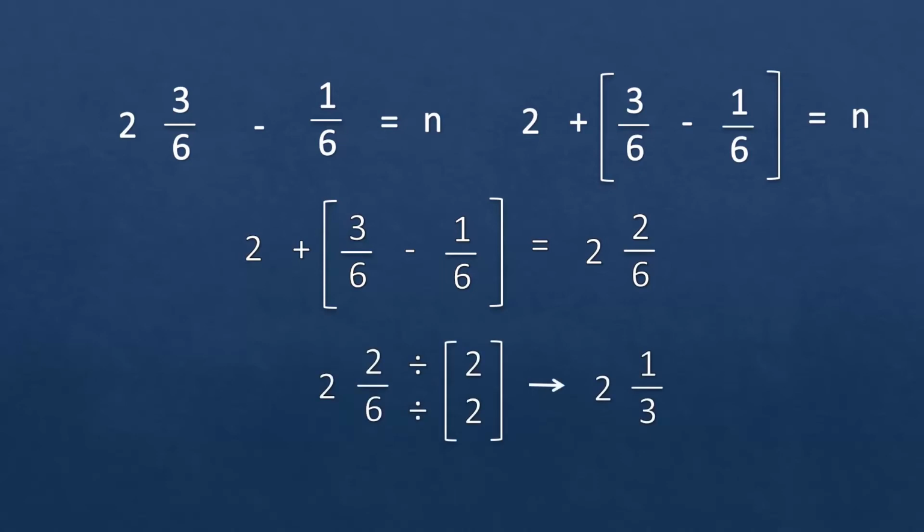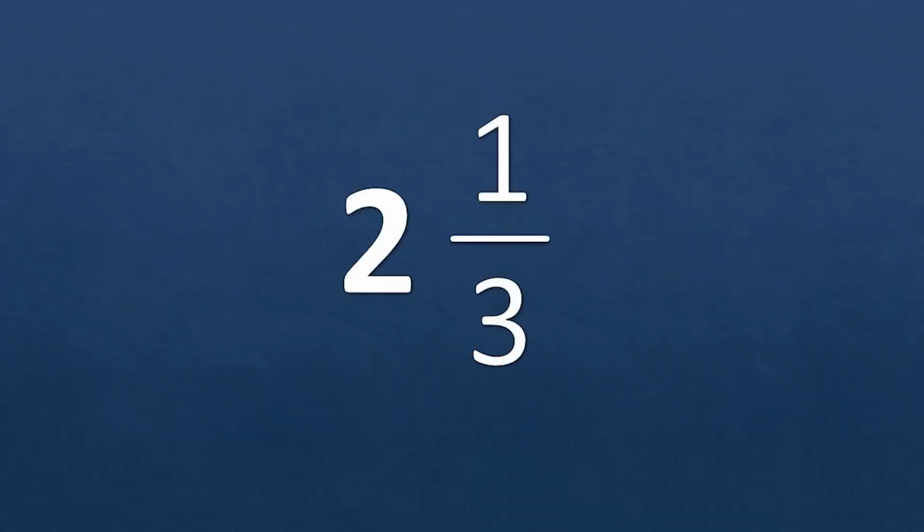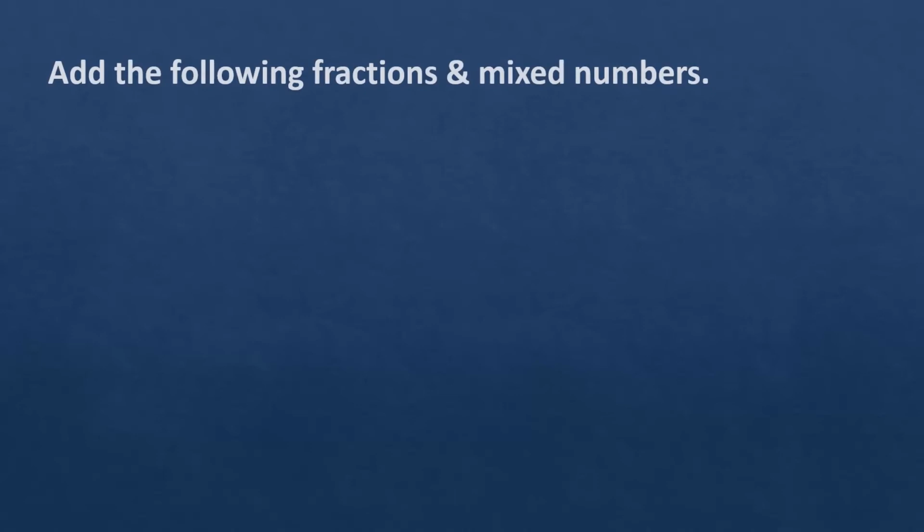Another thing to remember is to always simplify the answer to its lowest terms. Since 2 and 6 are divisible by 2, 2/6 is equivalent to 1/3. Our final answer is 2 and 1/3 of the cardboard will remain unused. Now let's practice adding and subtracting fractions and mixed numbers that are similar in denominator. Add the following. Number 1, 4/8 + 3/8 is equal to 7/8.